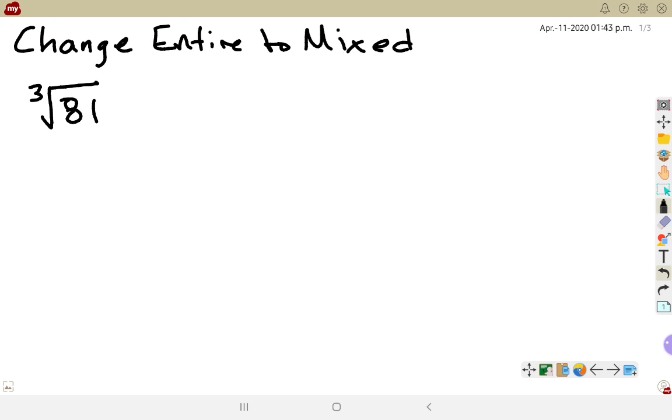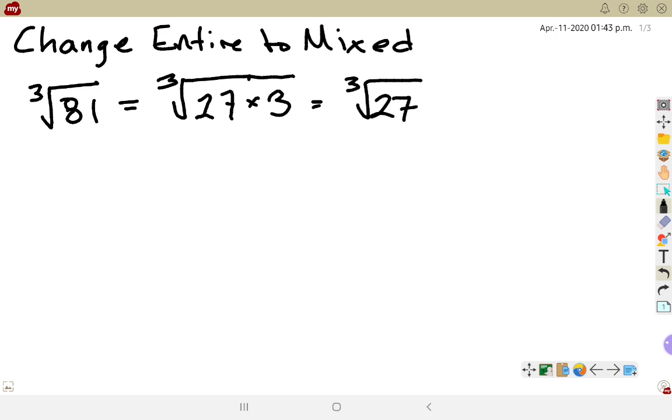So for example, if I've got something like the cubed root of 81 as my entire radical, I can change that into a mixed by simply splitting into its factors. So for 81, I know that it has a perfect cube 27 as one of its factors, and 27 times 3 would still give me 81. So that allows me now to split my radical into the cubed root of 27 times the cubed root of 3. And the cubed root of 27 is 3, and then it becomes 3 times the cubed root of 3. Okay, so similar to how we did with square roots, we just have a different index.